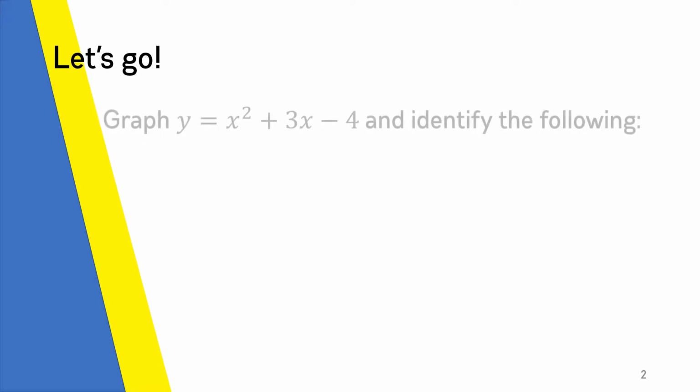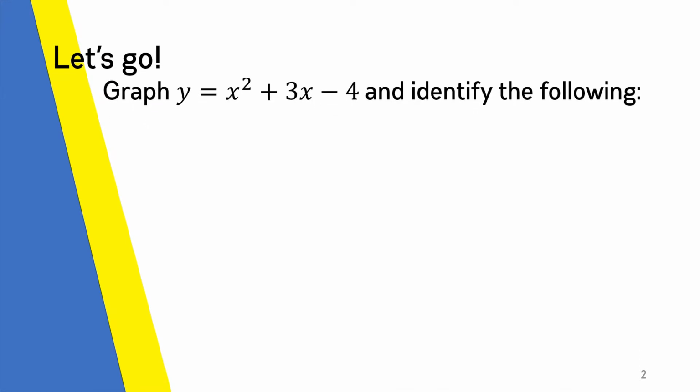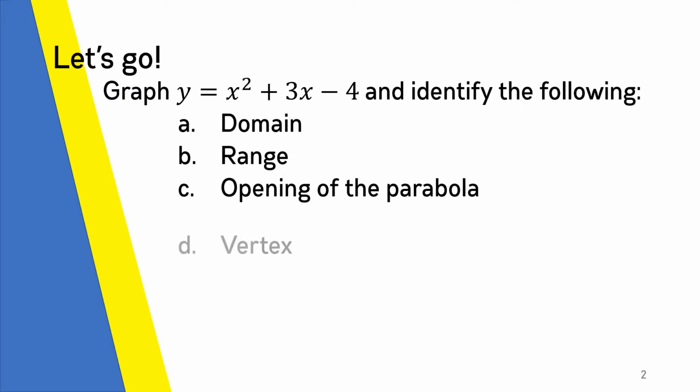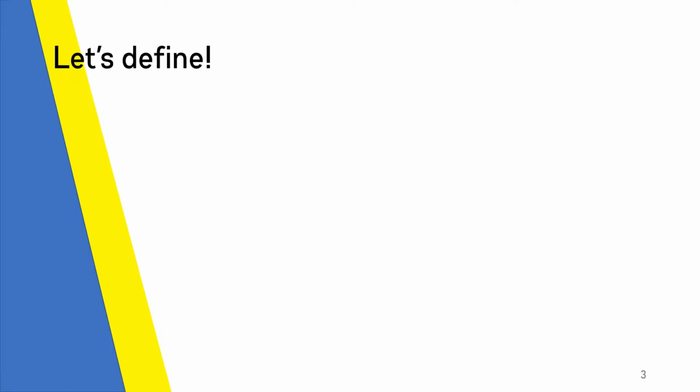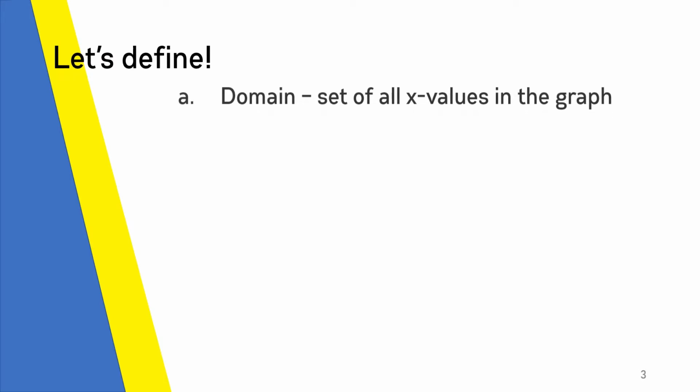So, let's graph y is equal to x squared plus 3x minus 4, and we will identify the following: the domain, the range, the opening of the parabola, the vertex, the axis of symmetry, the x and the y-intercepts. So before we proceed, let's define these following parts.